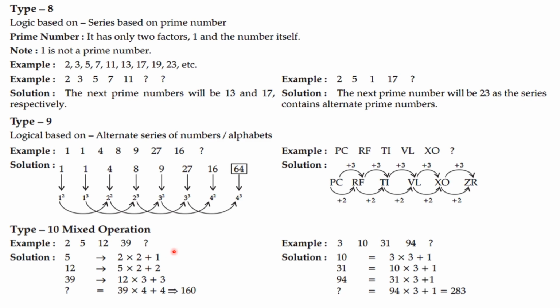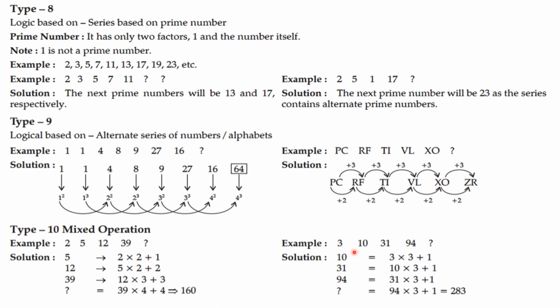Mixed operations: 2, 5, 12, 39. From 2 to 5 is 2 into 2 plus 1, 12 is 5 into 2 plus 2, 39 is 12 into 3 plus 3, and the next is 39 into 4 plus 4, which is equal to 160.